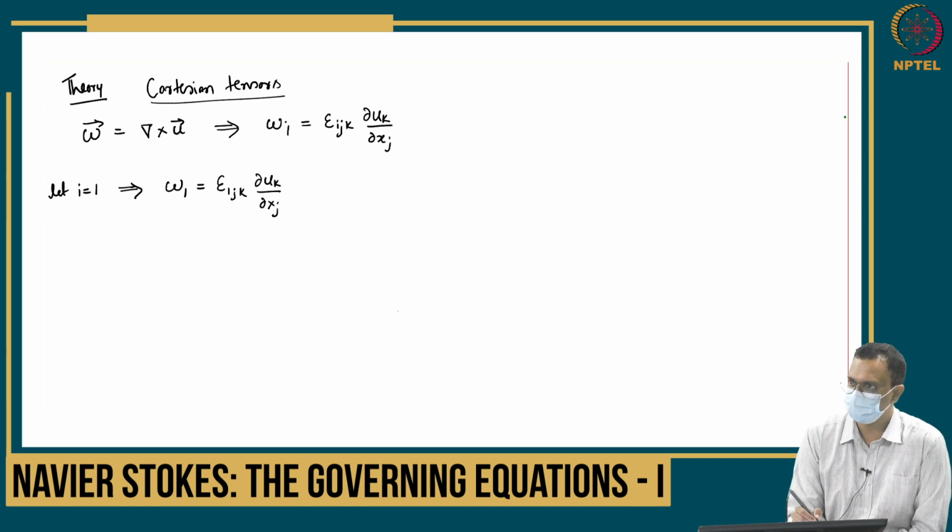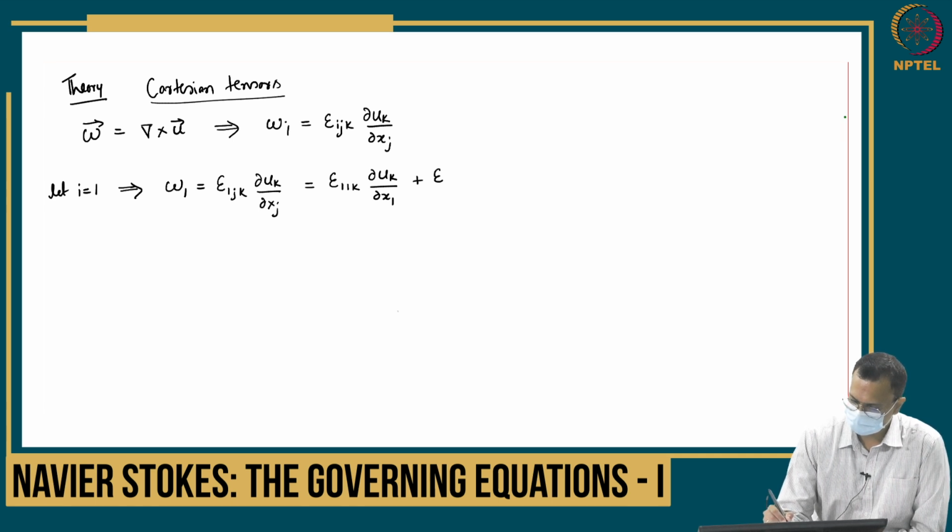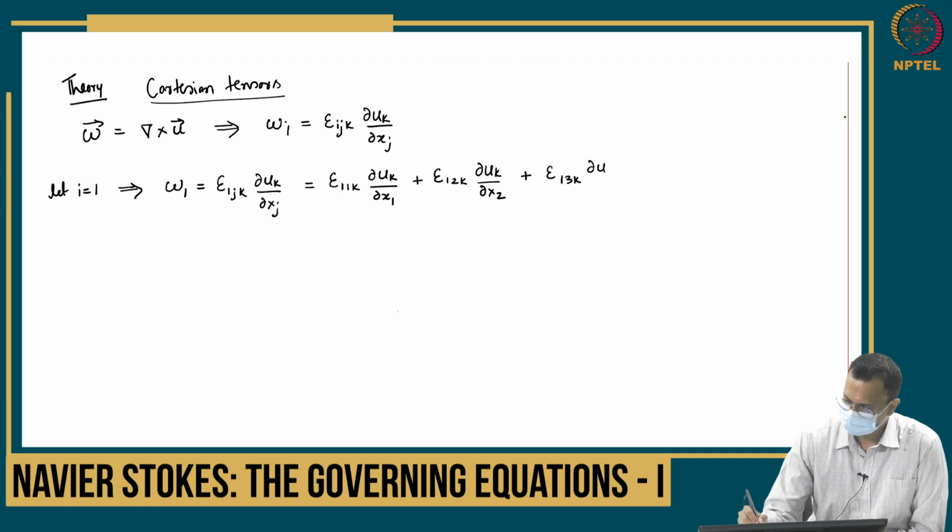Now we apply the summation rule once. Let's sum it over j first. So I get epsilon 1 1 k dou u k by dou x1 plus epsilon 1 2 k, we are summing over j, dou u k by dou x2 plus epsilon 1 3 k dou u k by dou x3.